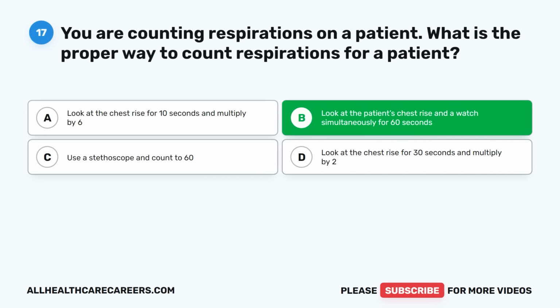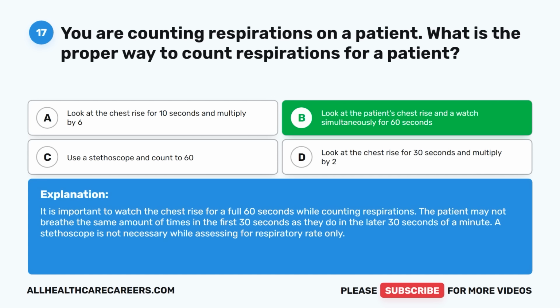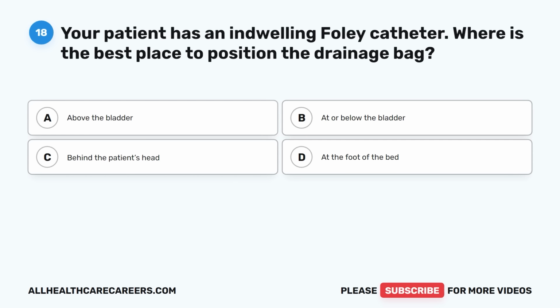The correct answer is B. Look at the patient's chest rise and a watch simultaneously for 60 seconds. It is important to watch the chest rise for a full 60 seconds while counting respirations. The patient may not breathe the same number of times in the first 30 seconds as they do in the later 30 seconds of a minute. A stethoscope is not necessary while assessing for respiratory rate only.